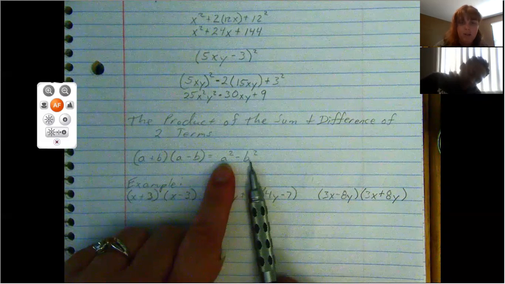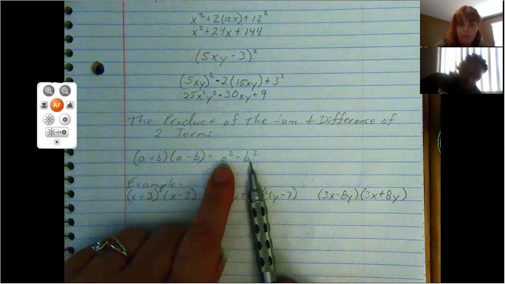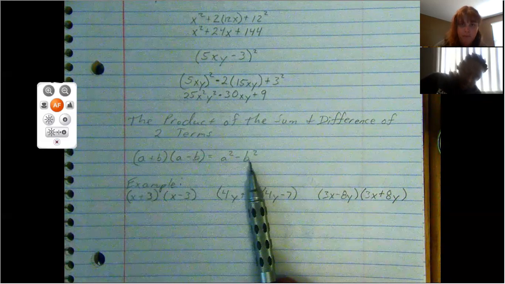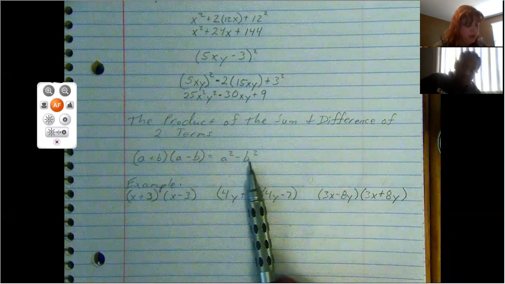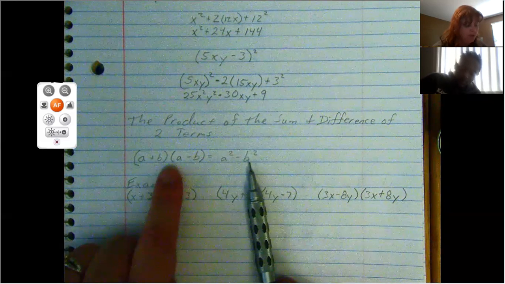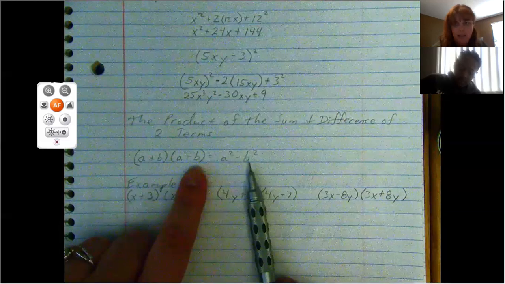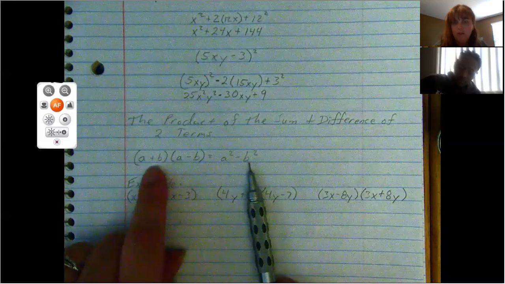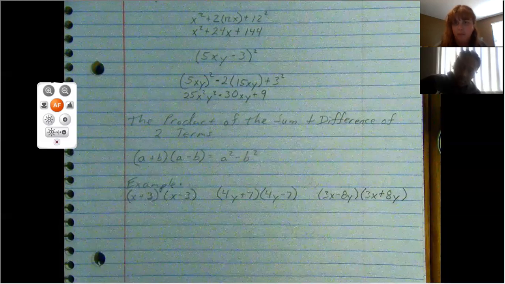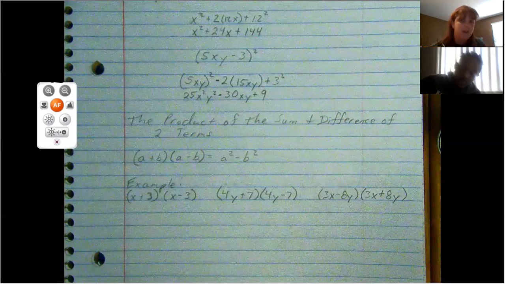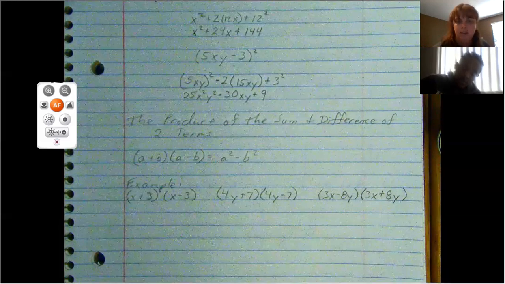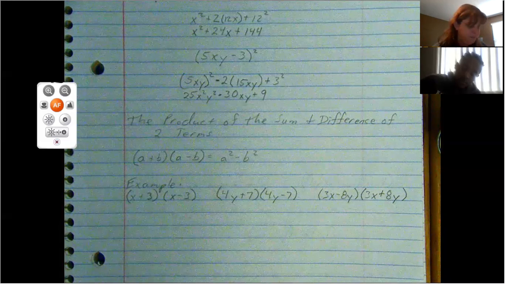So you'll notice that the middle term has dropped out. Because if you think about it, if I did the outsides, it would be a negative ab. If I did the insides, it would be a positive ab. So those cancel each other out. So that's why there's no middle term for these. Okay?